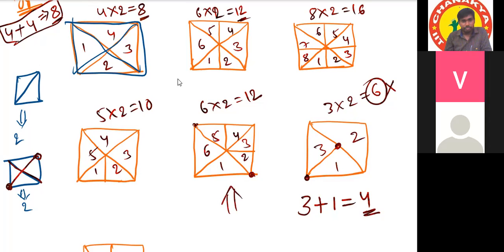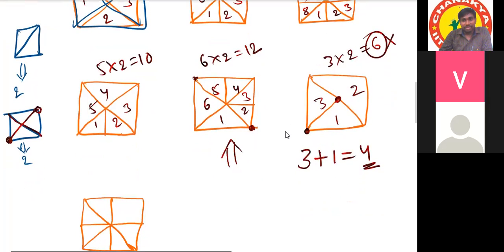Or else we can subtract 2 from the answer. But how do we know we need to subtract only 2? We need to subtract 2 only.